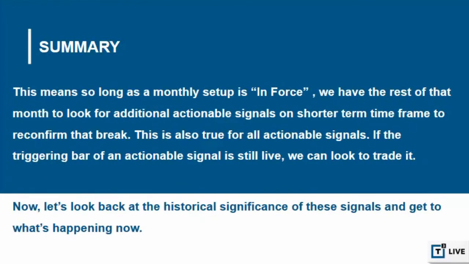So once again, this means so long as the monthly setup is in force, we have the rest of that month to look for additional actionable signals on shorter-term time frames to reconfirm that break. This is also true for all actionable signals. If the triggering bar of an actionable signal is still live, we can look to trade it. It's a matter of how much time do we have, right? It's all very important stuff, all right? So once again, we started off with understanding that the bars must close. We understand that a rev strat must follow an inside bar.